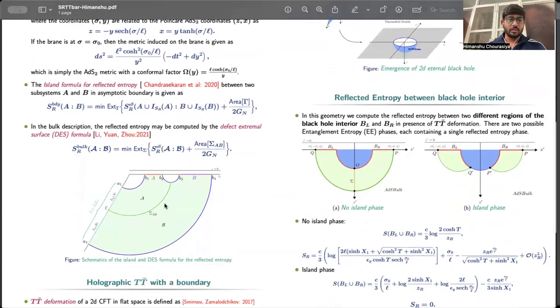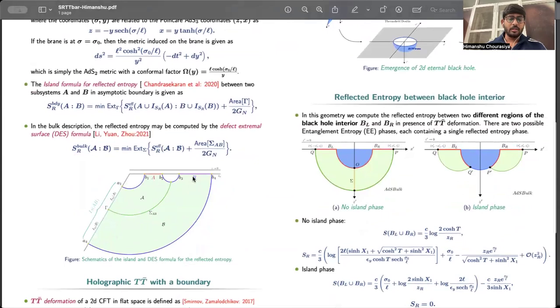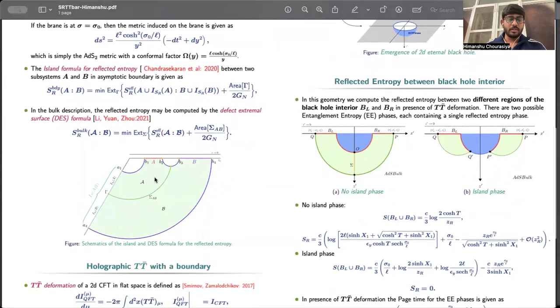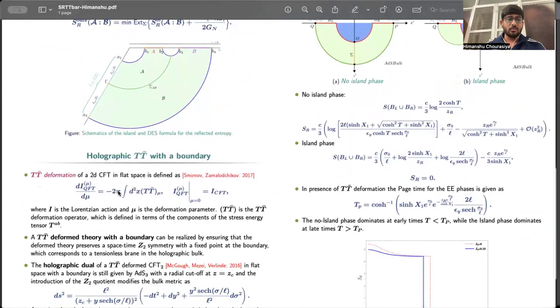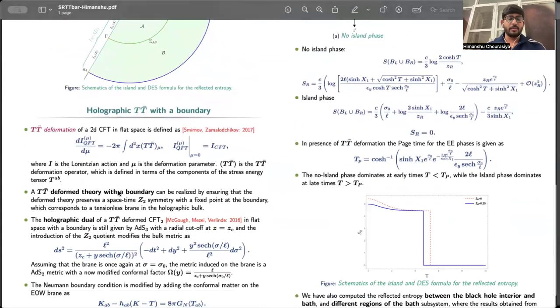So let me explain what this figure is. Here A and B are the two subsystems at the asymptotic boundary of the AdS geometry, and the blue curves are the Ryu-Takayanagi surfaces. For the entanglement entropy, the green shaded region is the entanglement wedge for the subsystem A union B, and this green curve is the EWCS. So now let me explain what is the holographic TTbar with the boundary.